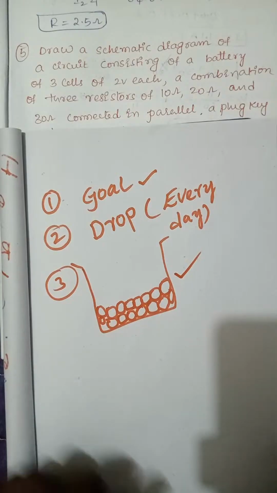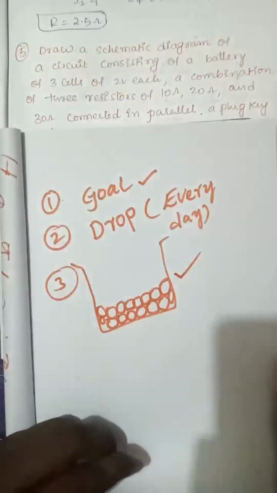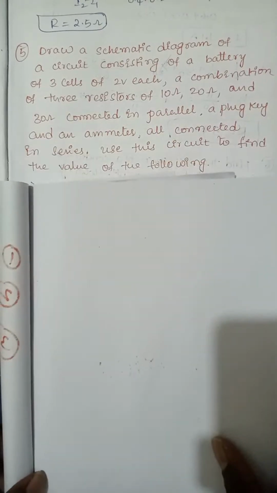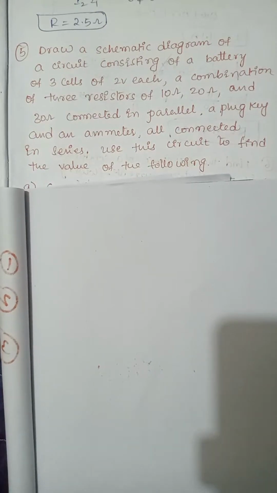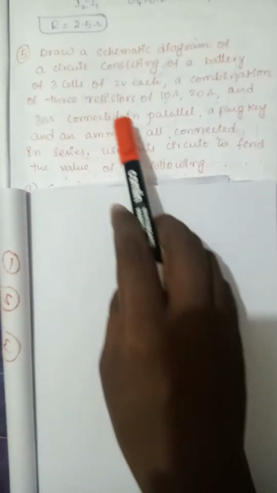Okay, come to the point. You can check: draw a schematic diagram. I already said a schematic diagram is a diagrammatic representation of the logical connection of electrical equipment. A diagrammatic representation of the logical connection of electrical equipment is called a schematic diagram.